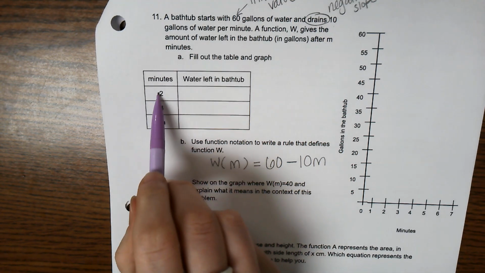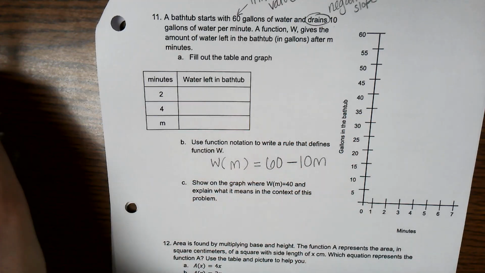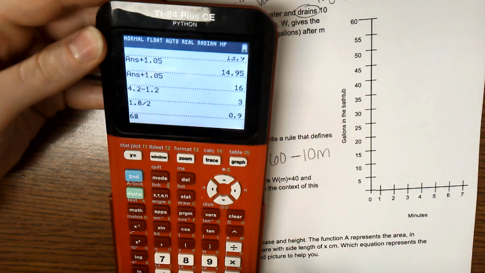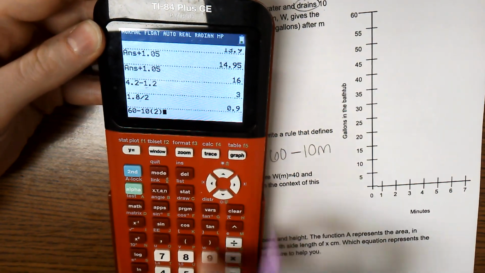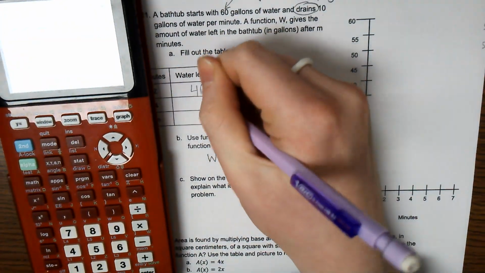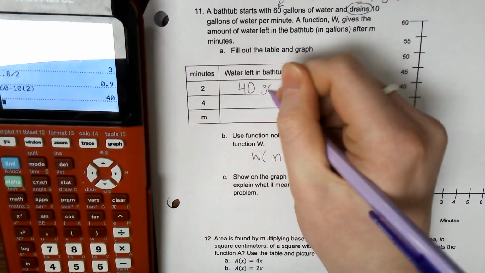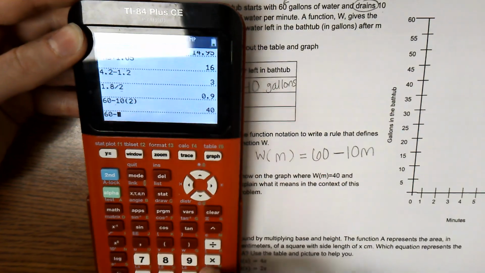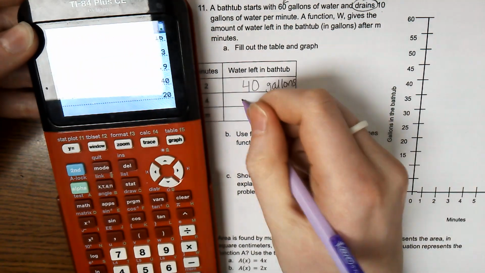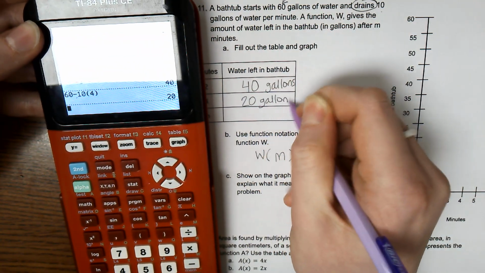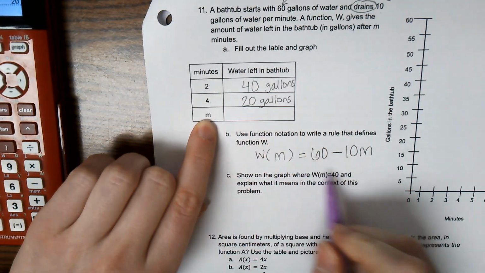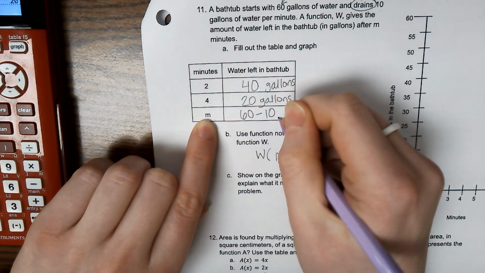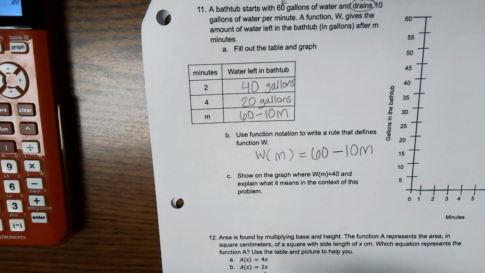So then I can hop back up here. If I plug 2 into this, I put it in your calculator. So I have 60 minus 10 times 2, and that's 40. Okay, and this is in gallons. If I plug 4 in, so I have 60 minus 10 times 4, that would be 20 gallons. Now if I have m, it's going to be the exact same thing. It's just going to be what's over here. So 60 minus 10 times m, because I'm not sure what I'm plugging in.